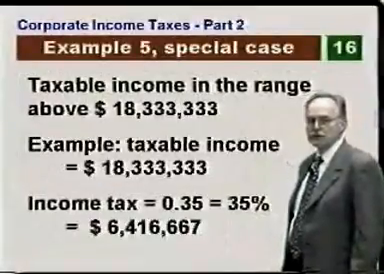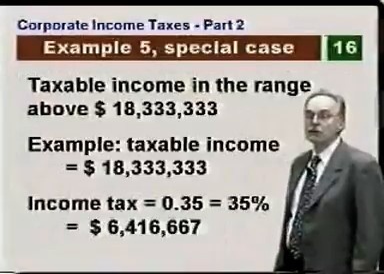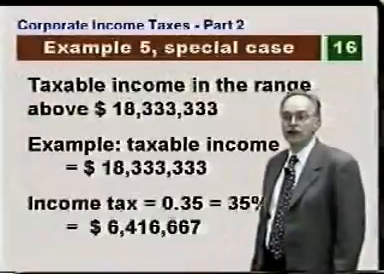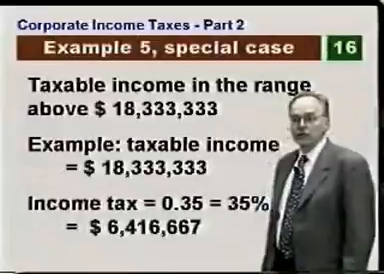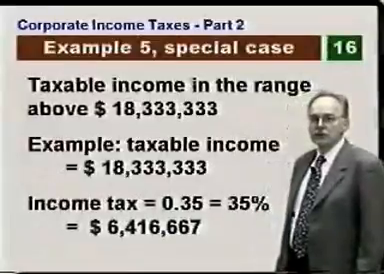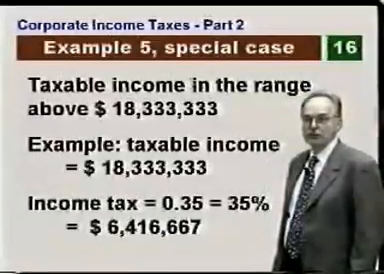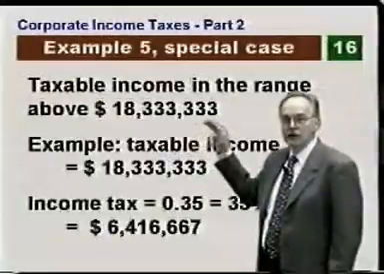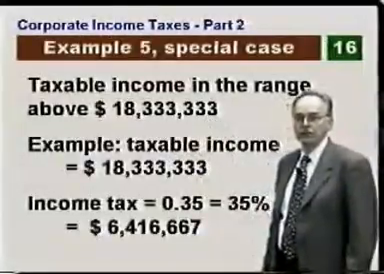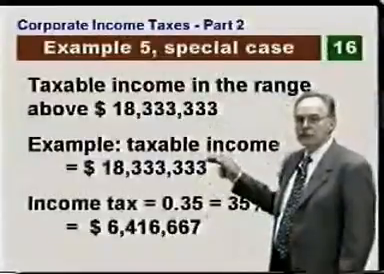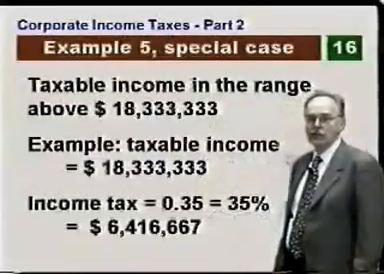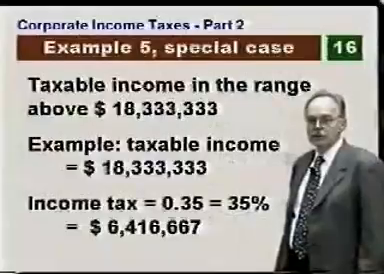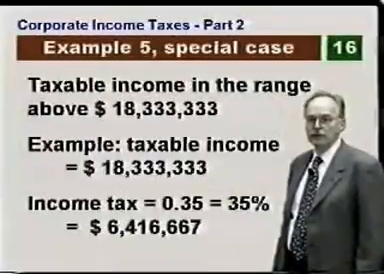Let's look at another special case for large corporations, corporations like General Motors, Ford, Chrysler, Procter & Gamble, all your major companies that are generating hundreds of millions of dollars of taxable income would certainly fall in this range where the taxable income is above 18 1/3 million. And let's look at a company that's at the bottom end of that range, just at the cutoff point to get into that range, with a taxable income of 18 1/3 million.